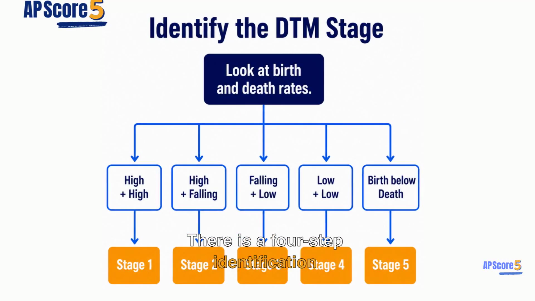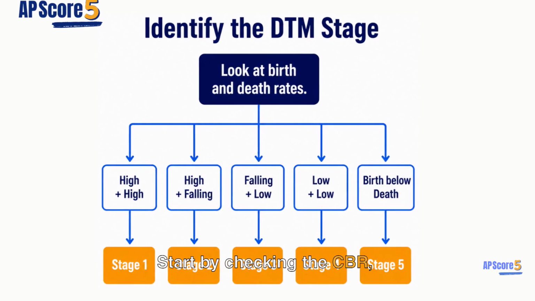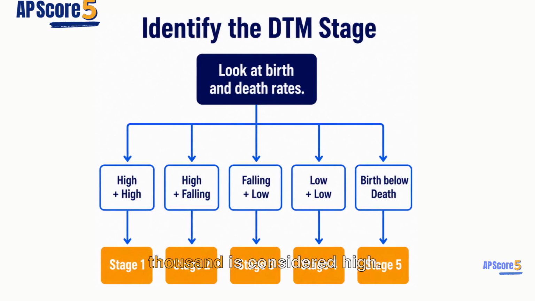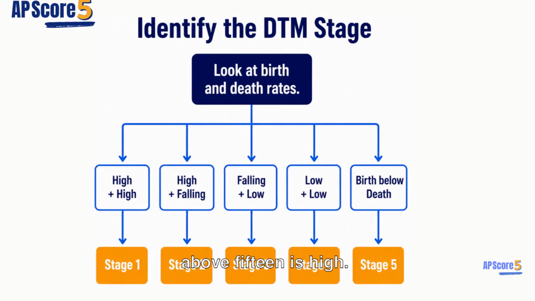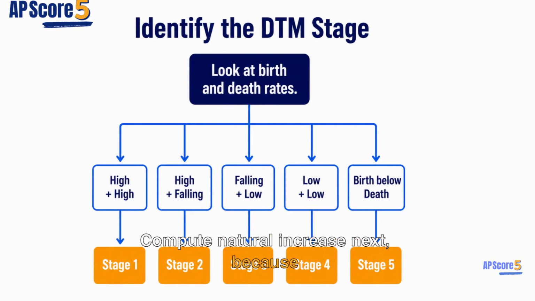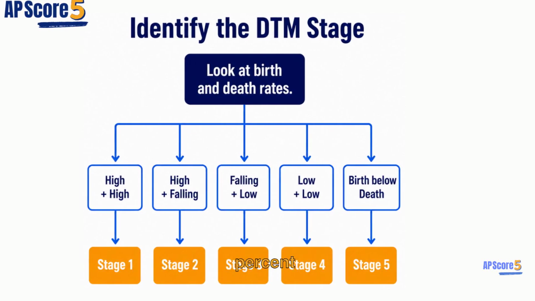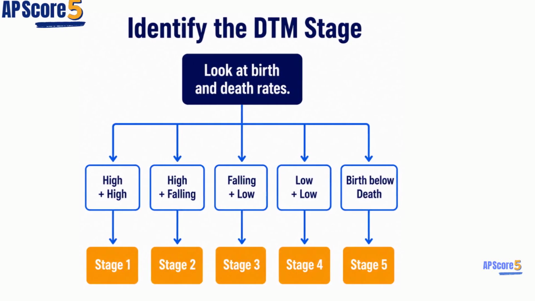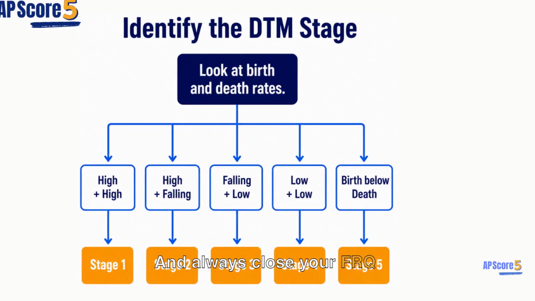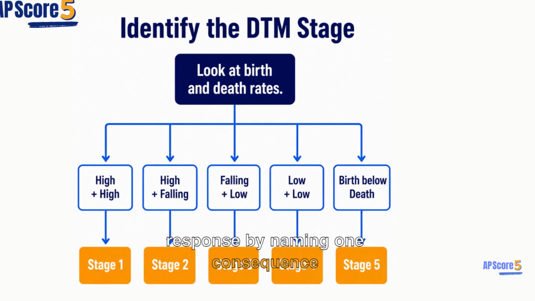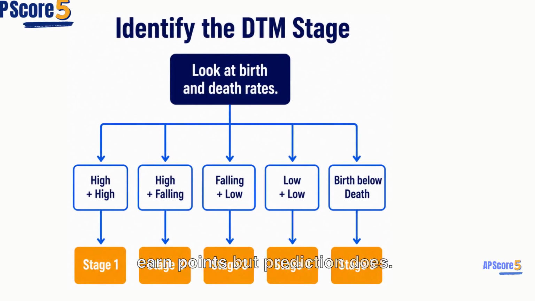There is a 4-step identification method that works every time on the AP exam. Start by checking the CBR, where anything above 30 per thousand is considered high. Then, check the CDR, where above 15 is high. Compute natural increase next, because growth above 2% annually signals stage 2, while growth below 0.5% signals stage 4 or 5. Finally, match the pyramid shape to confirm your answer. And always close your FRQ response by naming one consequence and one realistic policy response, because pure description does not earn points, but prediction does.